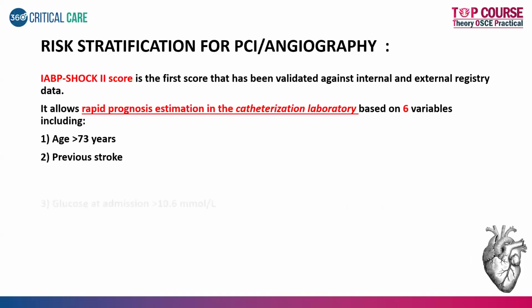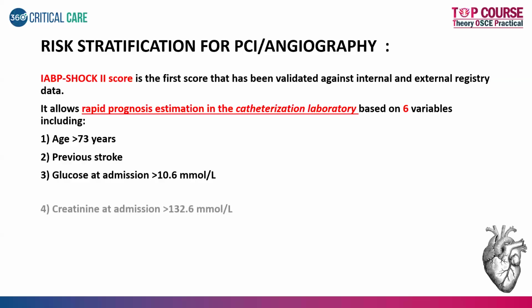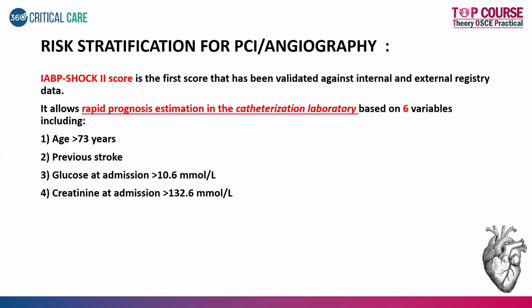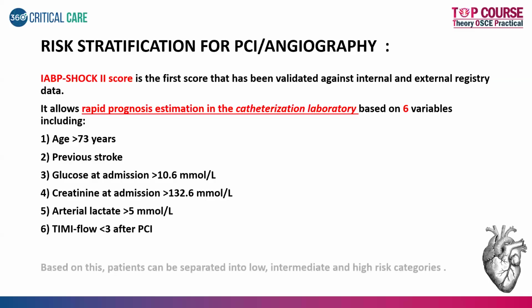So there are various parameters which are used to prognosticate the patient undergoing a PCI or an angiography. The parameters are age more than 73 years, previous stroke, glucose at admission more than 10.6 millimoles per liter, creatinine at admission more than 132, arterial lactate more than 5 millimoles per liter, or a TIMI flow on angiography less than 3.